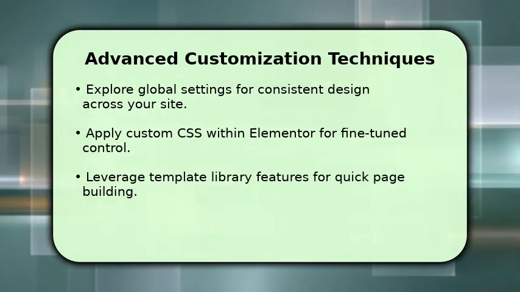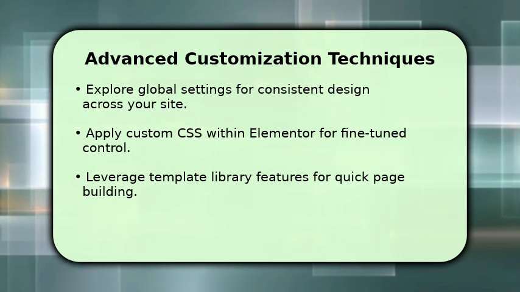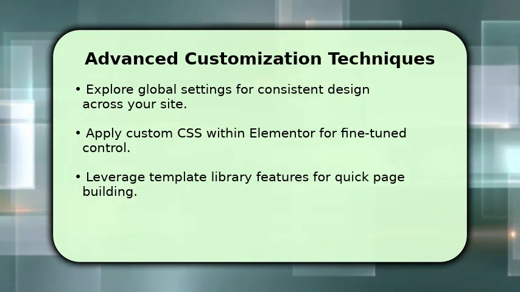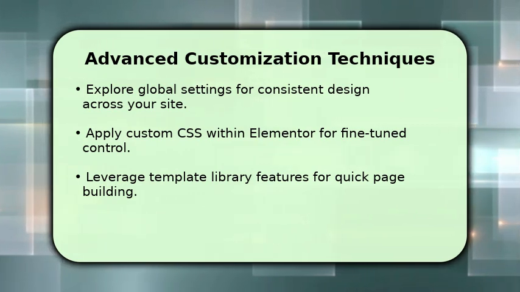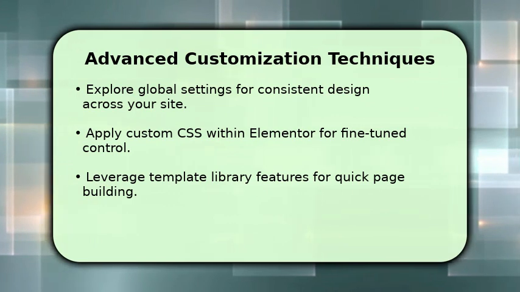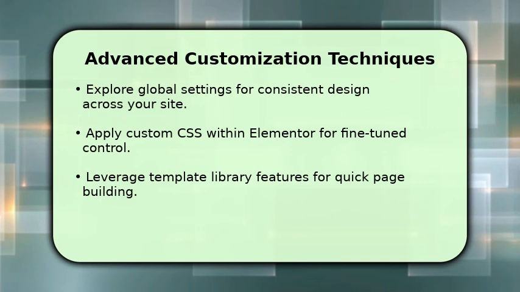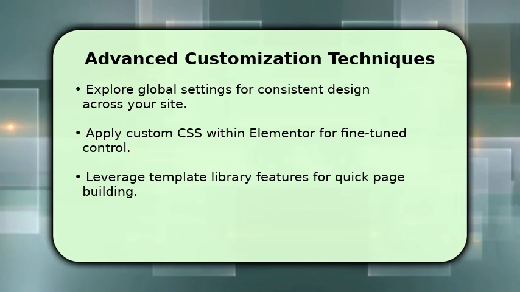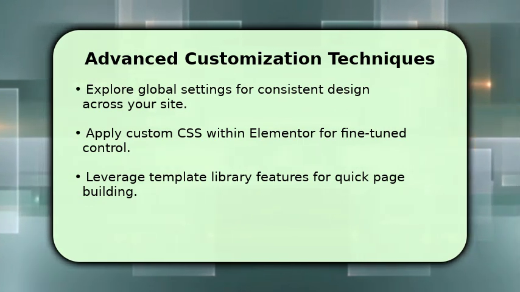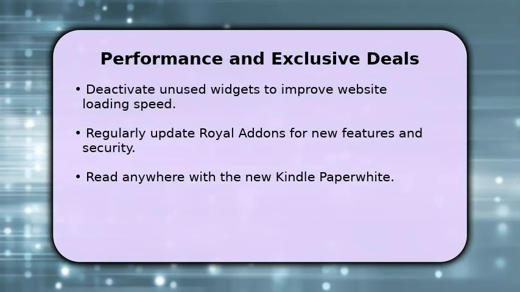Royal add-ons often includes global settings that help maintain design consistency across your entire website, saving you valuable time. For even more precise control, you can apply custom CSS directly within Elementor's Advanced tab for any widget or section. Don't forget to utilize the template library, which offers pre-designed sections and pages, accelerating your workflow significantly and providing professional starting points.